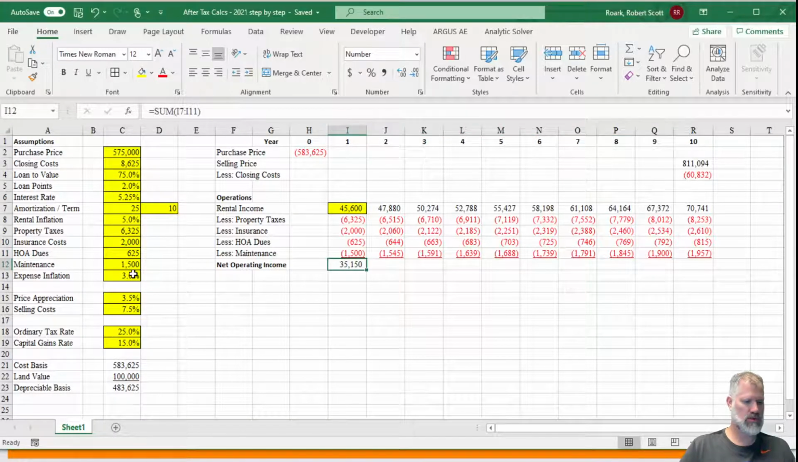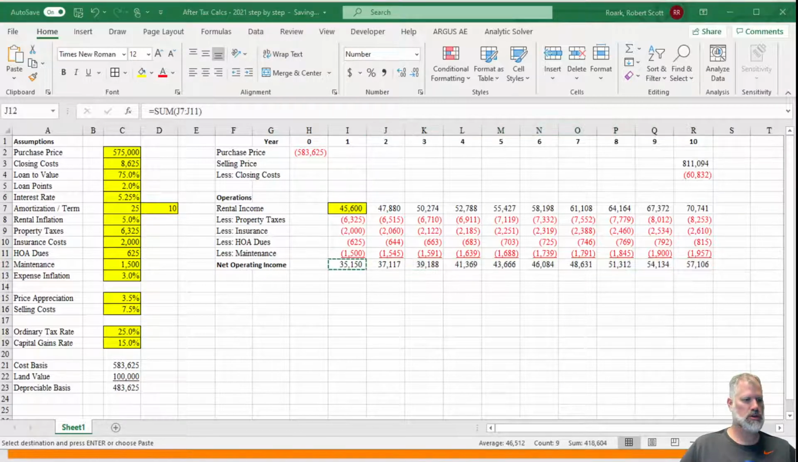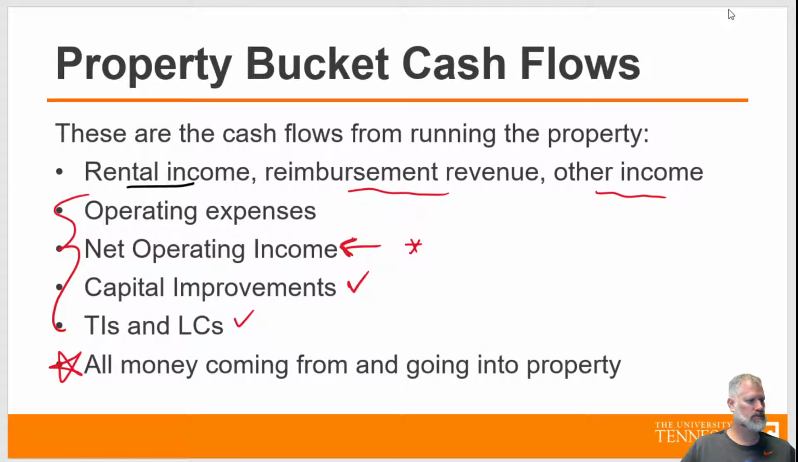And then I'm going to copy this formula that just basically says add up all the stuff up above. And I've got my operations bucket, my property bucket taken care of. So we've got 35,000 in NOI all the way out to 57,106. And we have satisfied or taken care of the property bucket. So let me go back to where we were, and we can move on here.